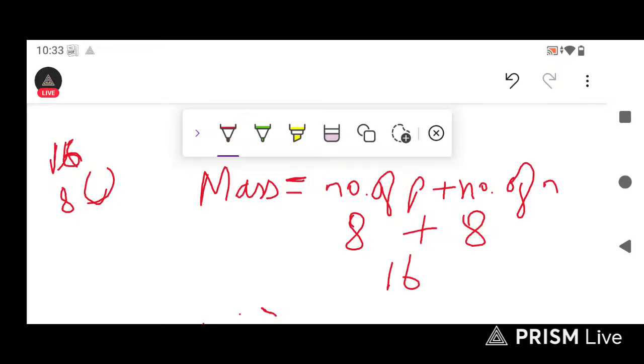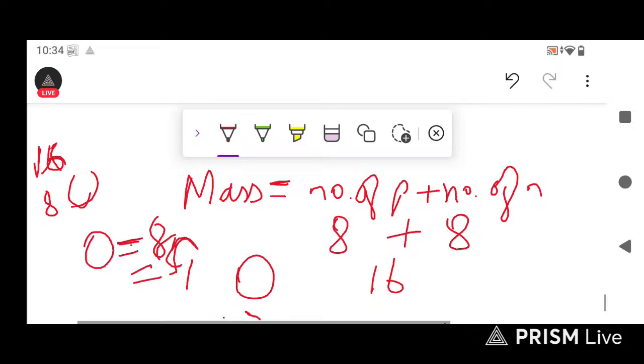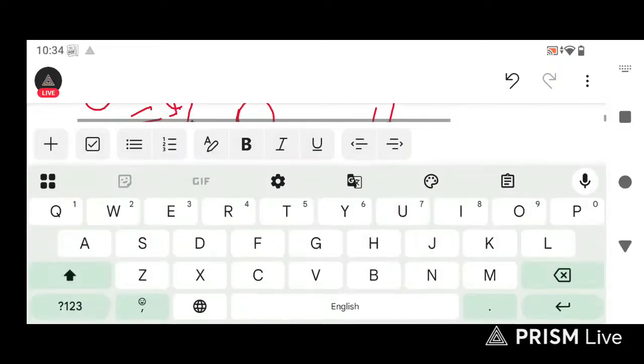So changing the number of electrons forms an ion. For example, if oxygen has 8 electrons and we consider it as 9, it means it gained one electron.